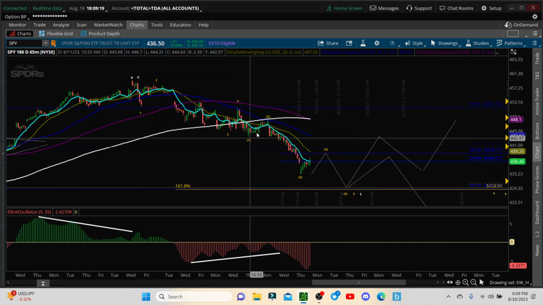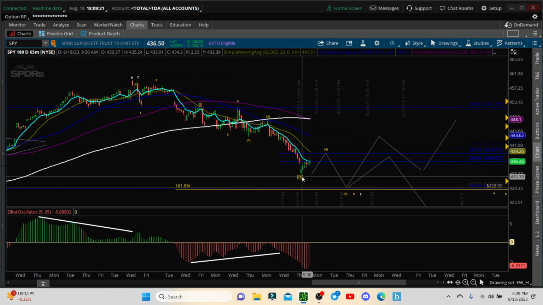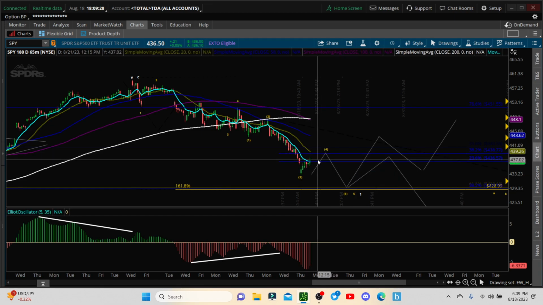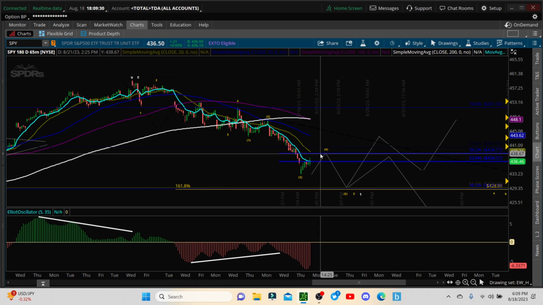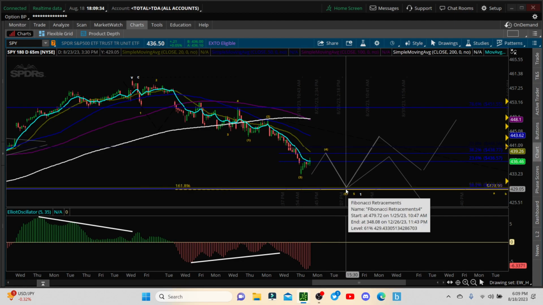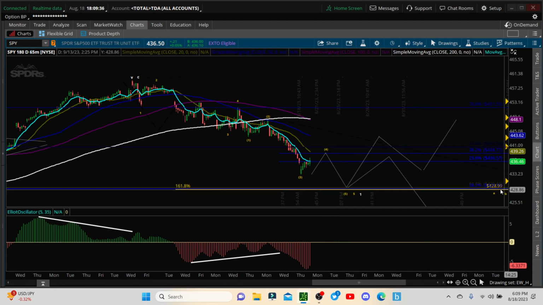And now we have 1, 2, 3, possible end of 3. We're looking at a 40% retracement. We are at the minimum right now at the 23.6. Possibly we go a little bit higher into next week and then fall down to the 429 area, which is equivalent to where I was talking about on the SPX.